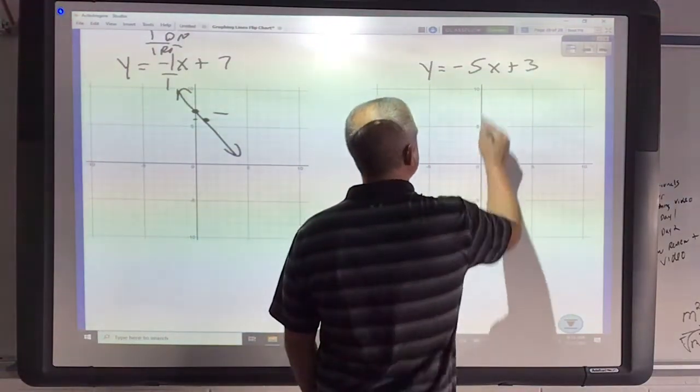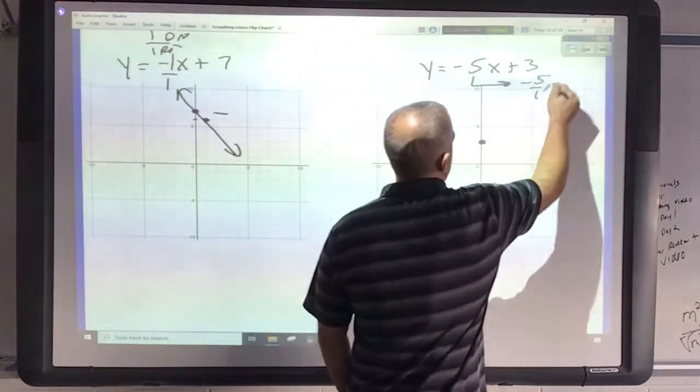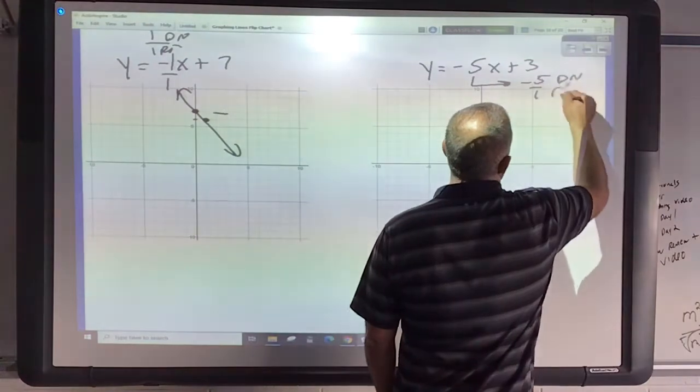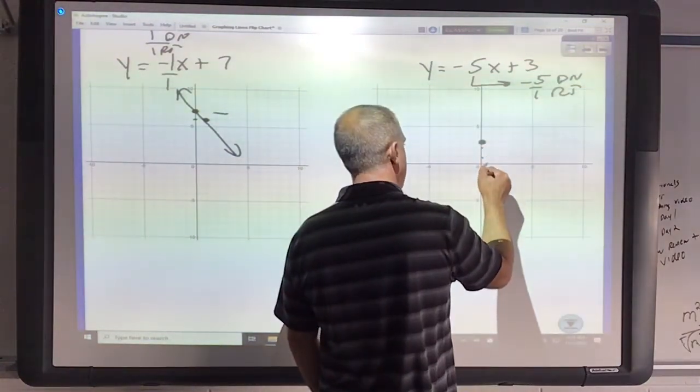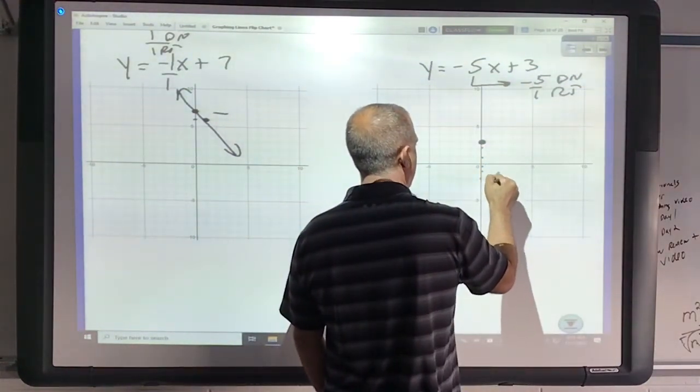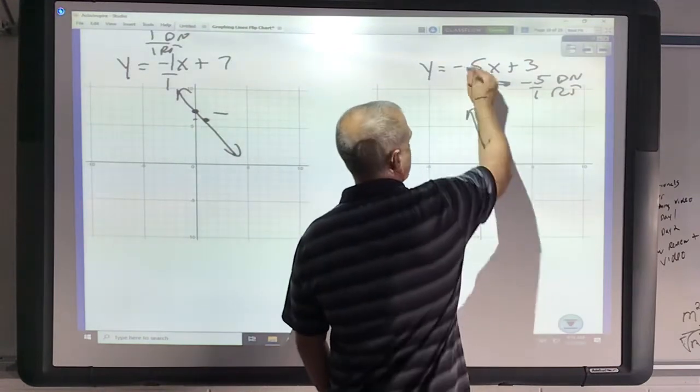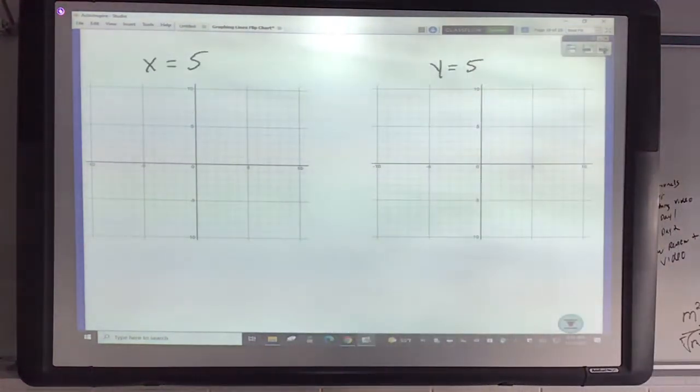3 on the y-axis, -5 over 1 would be 5 down, 1 right. So 1, 2, 3, 4, 5 down, 1 right. Connect the dots. Negative slope. Okay, it's very important you check.